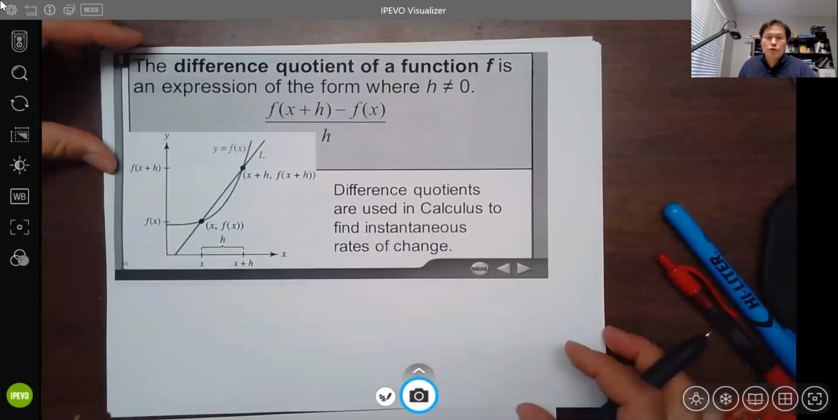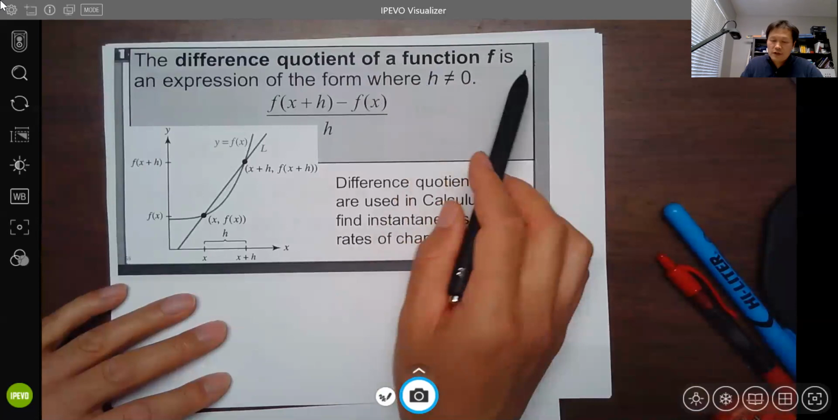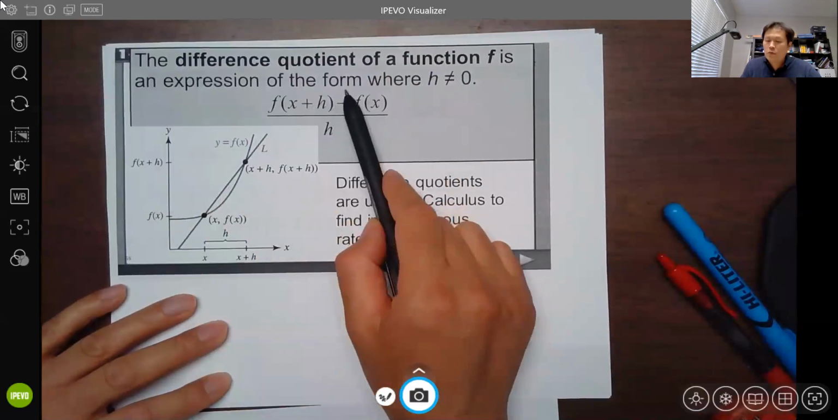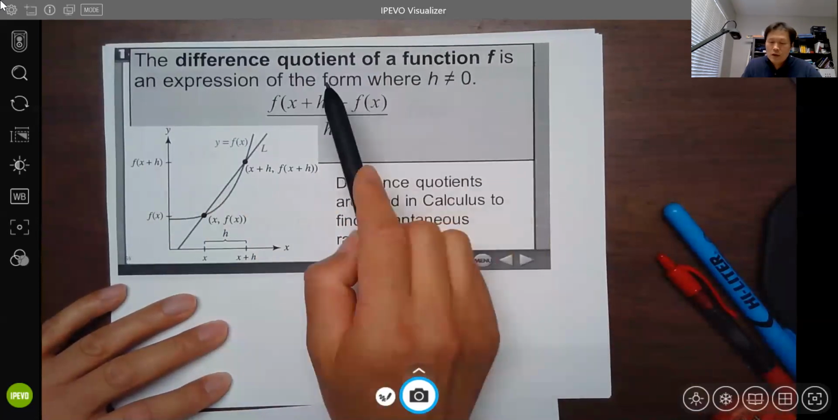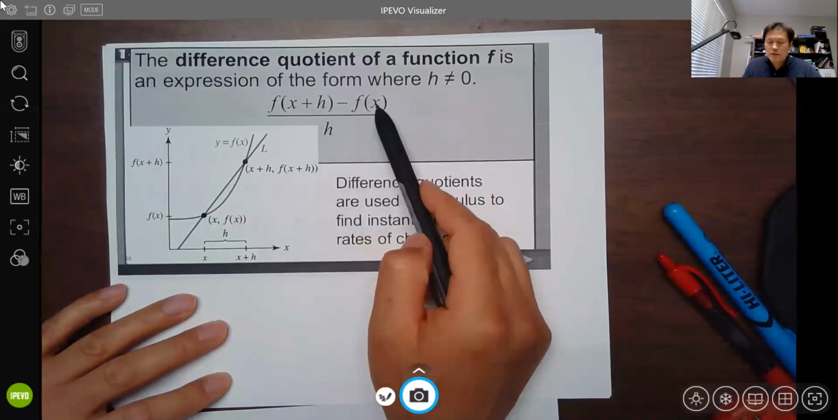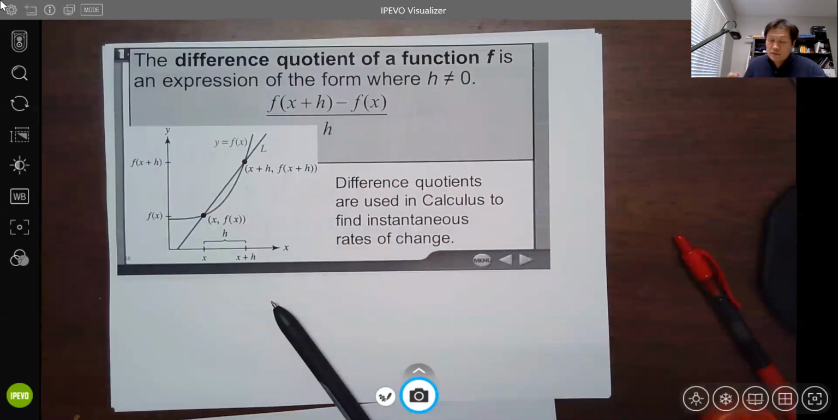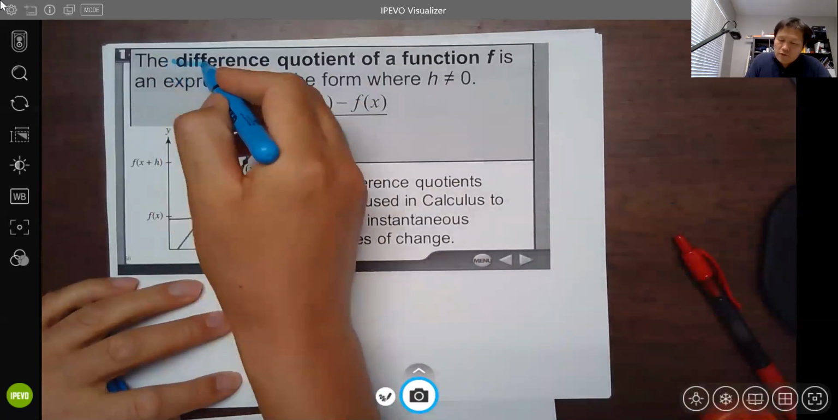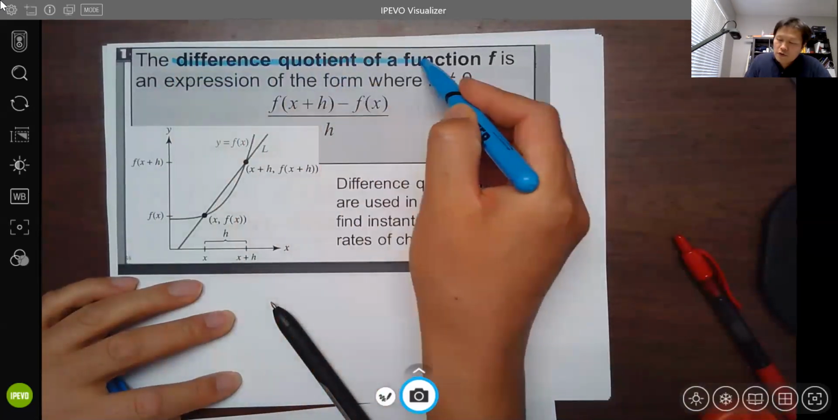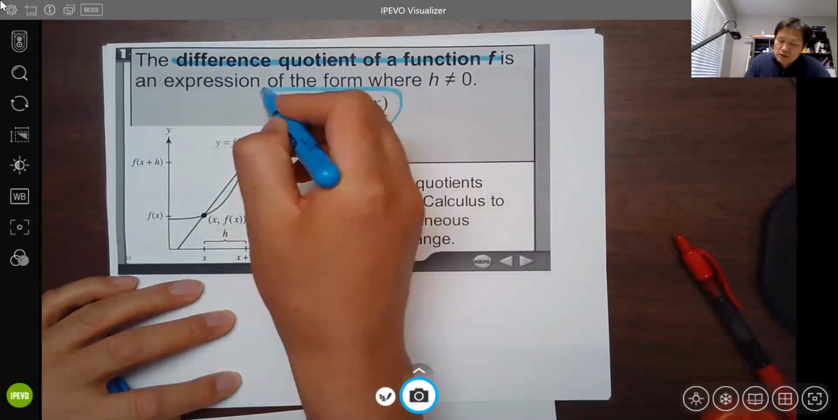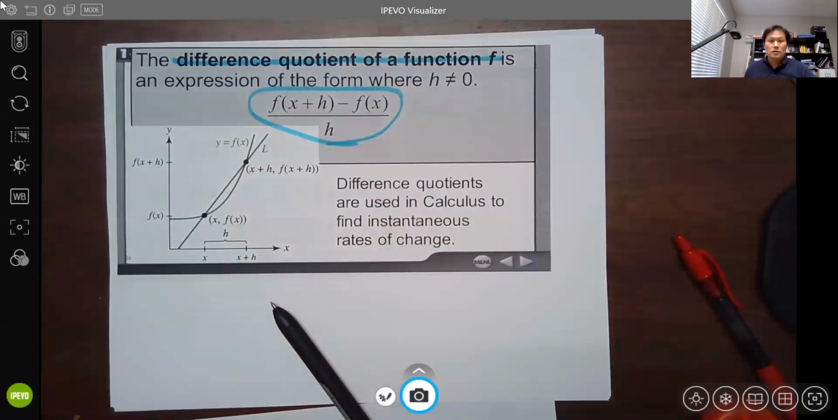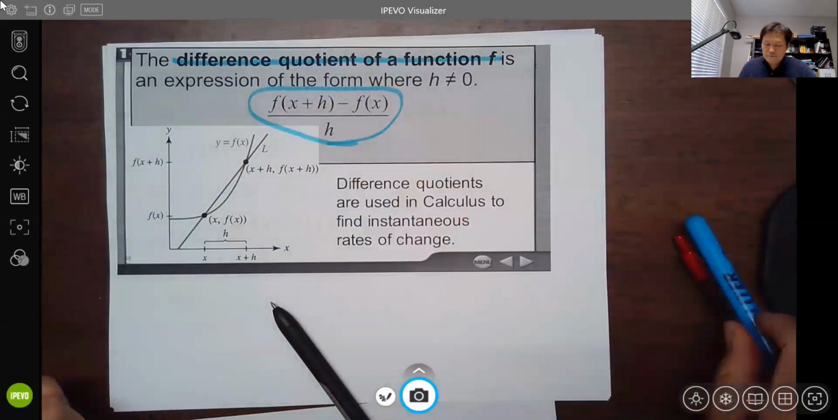The difference quotient of a function f is an expression of the form, where h is not equal to 0, f of x plus h minus f of x, all over h. You need to memorize this. What is it called? Difference quotient of a function f. So you need to memorize this formula.